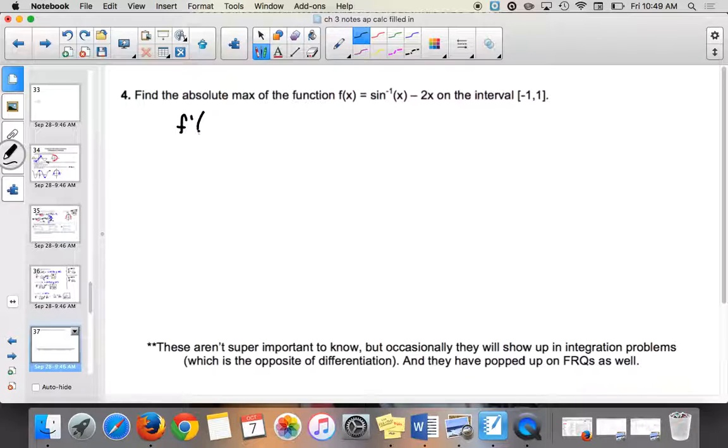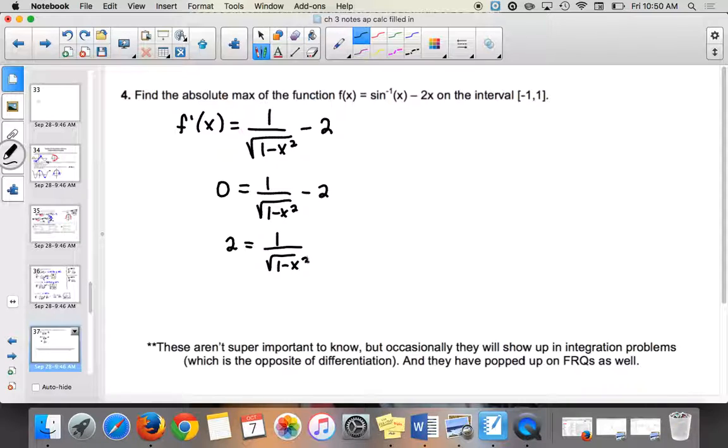So we're going to find f prime. So the derivative of inverse sine of x is going to be 1 over, do you guys have it down yet? The square root of 1 minus x squared, exactly. And then we're going to have minus 2. And we want to set this equal to 0. I'm going to add the 2 over. The chain is just 1 in this case because it was inverse sine of x, so the derivative of x is 1, so we don't need it.